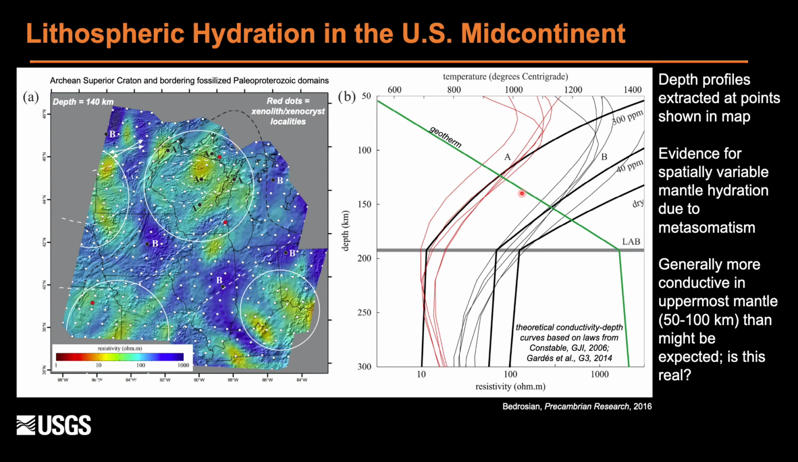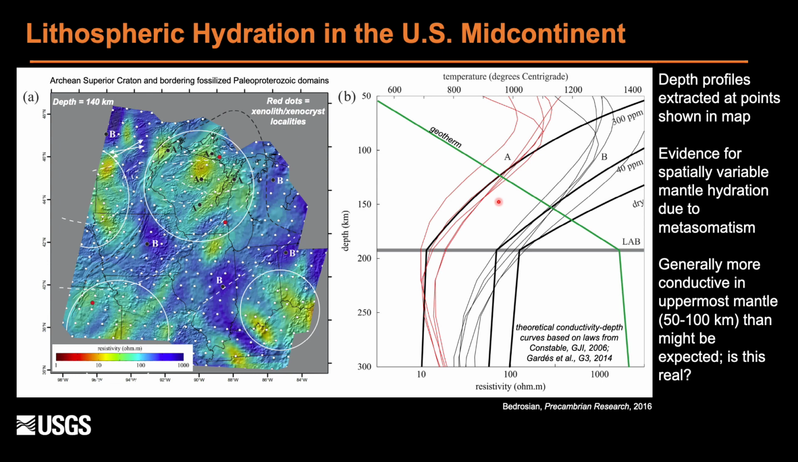You can see here that at lower lithosphere depths of about 140 to 200 kilometers, the more conductive domains, set A, are generally consistent with a more hydrated mantle with 300 ppm water. The more resistive domains, set B, are generally consistent with a less hydrated mantle with about 40 ppm water. So the observations here provide evidence for laterally variable mantle hydration. However, the cause of this variable hydration is unclear.